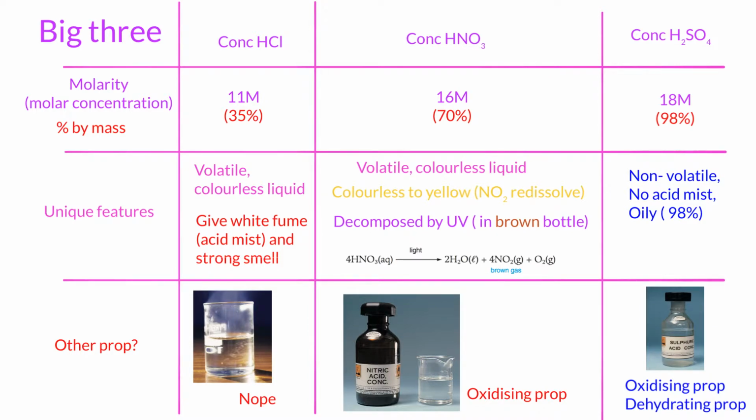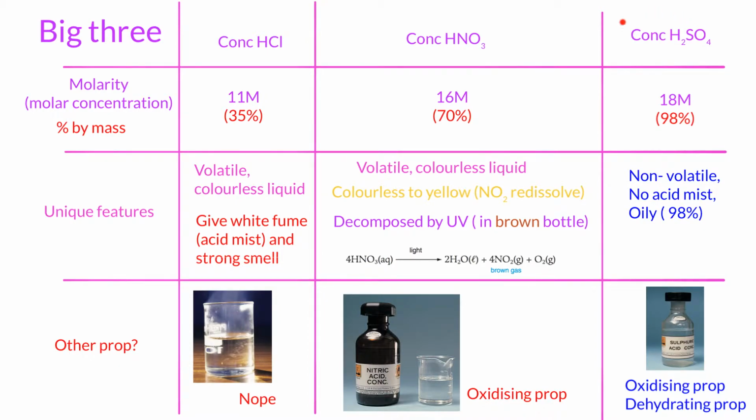Like that. Big three. You have to recognize the features of the conc HCl, conc HNO3, and conc H2SO4. First of all, you will find that the molarity is just like concentration, or percentage by mass. It means if you have 100 grams of the solution, how many grams are due to the HCl, and how many grams are related to the water, because it still has water in it. So you can see that for conc HCl, conc HNO3, and also conc H2SO4, their molarity will be different, and also the percentage by mass will be different too.